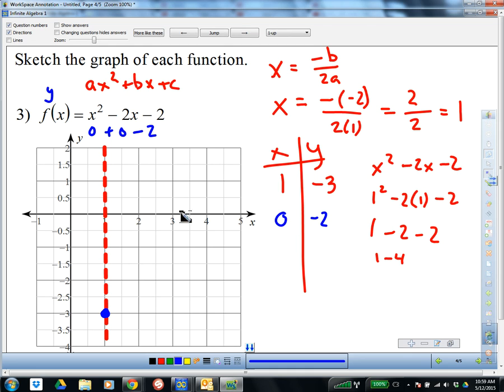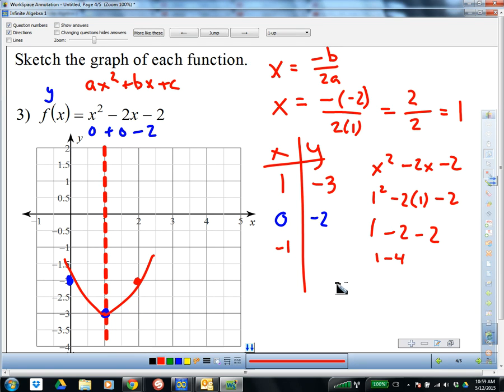Okay, so we go plot this. 0 comma negative 2 is right there. Okay, so I could mirror that one across and it would look right like this. And you could start your parabola and it would look like that. You could pick one more point and it would help you out a little bit.